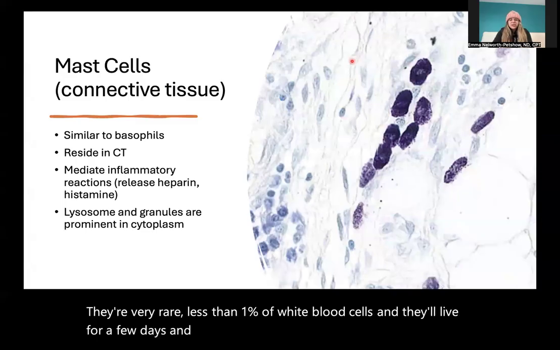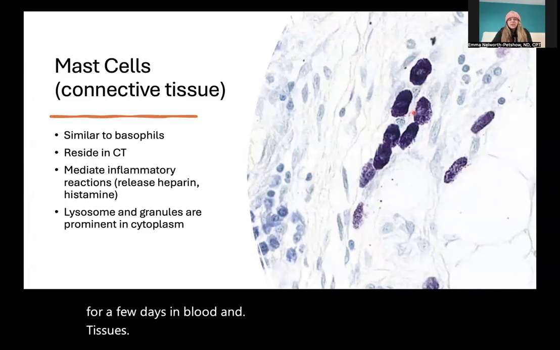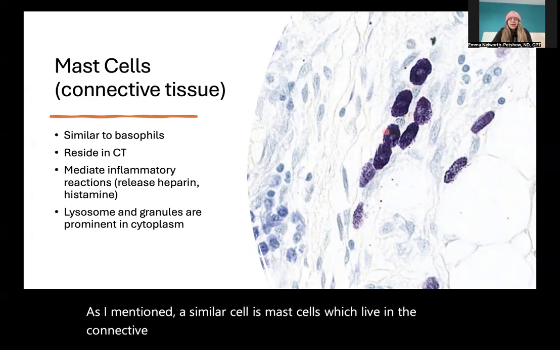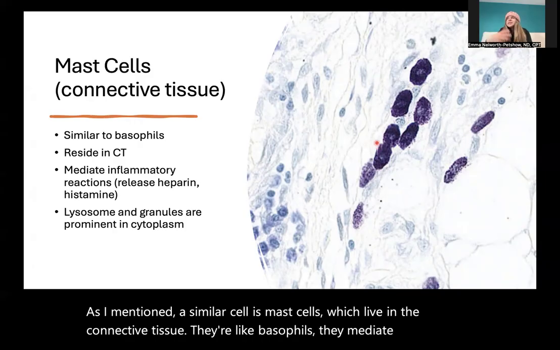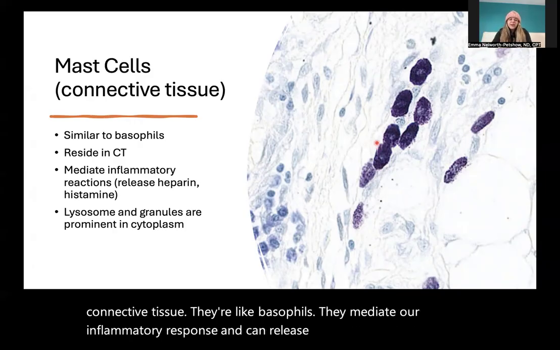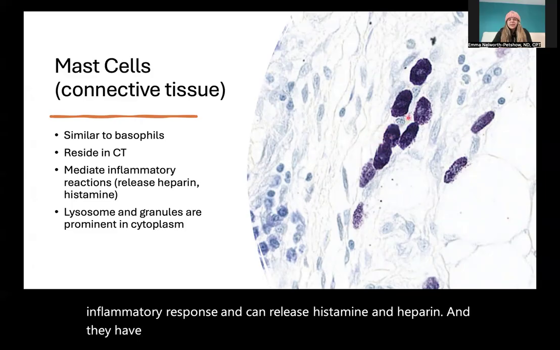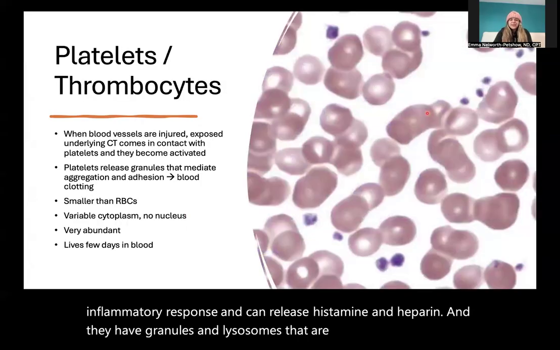As I mentioned, a similar cell is mast cells, which live in the connective tissue. They're like basophils. They mediate our inflammatory response and can release histamine and heparin, and they have granules and lysosomes that are present in the cytoplasm.